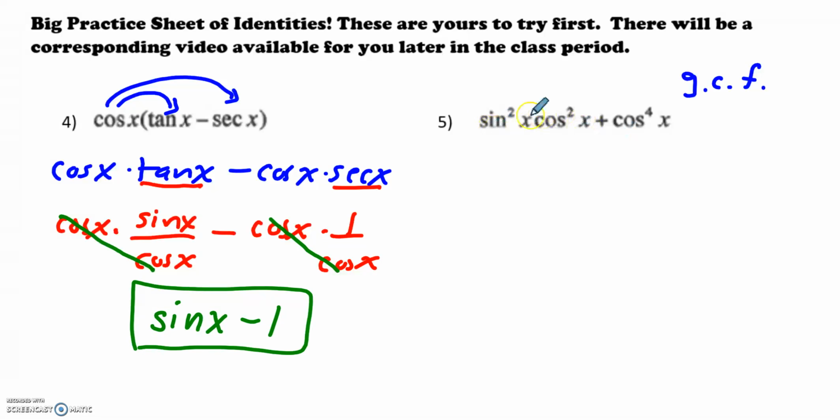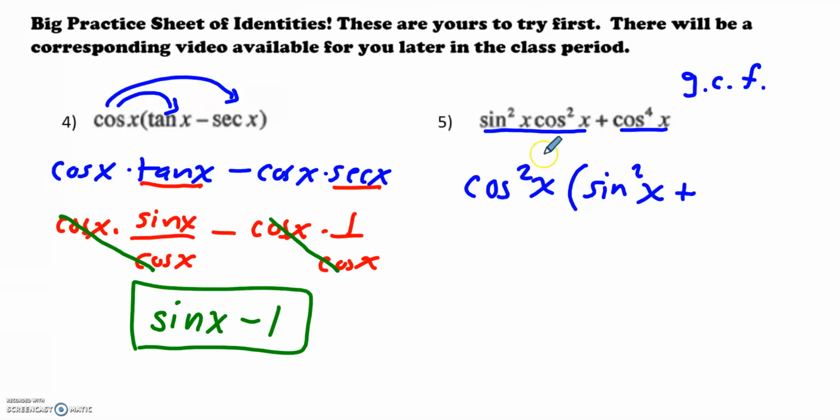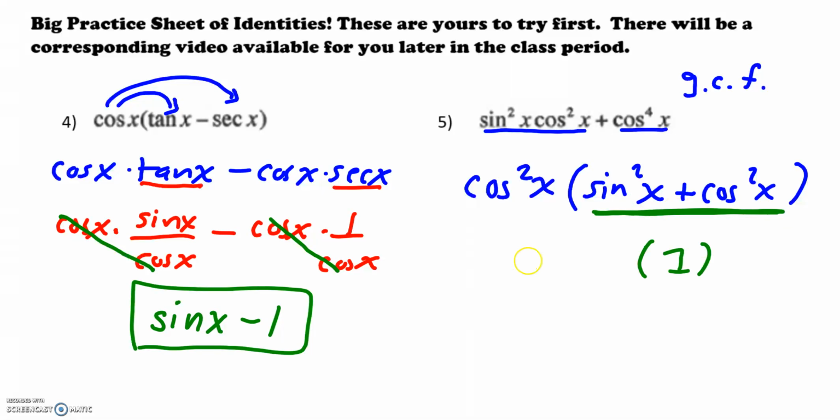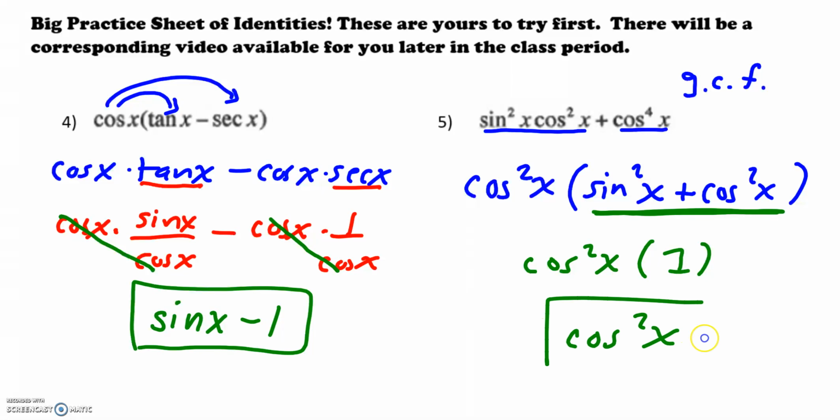So if I look at what I have, this term has a cosine squared in it, and this term has a cosine to the 4th. So we can take out 2 of the cosines, or cosine squared, and we'd be left with sine squared of x, cosine squared divided by cosine squared is 1, plus, if I take 2 of them out of 4 of them, I am left with 2 of the cosines. So just like the warm-up problem, sine squared x plus cosine squared x is a Pythagorean identity that equals 1. So I'm multiplying cosine squared x times 1, which is why my answer is just cosine squared x.